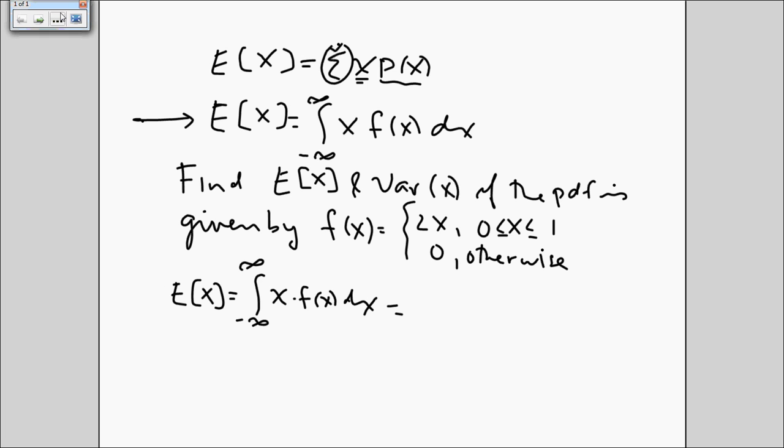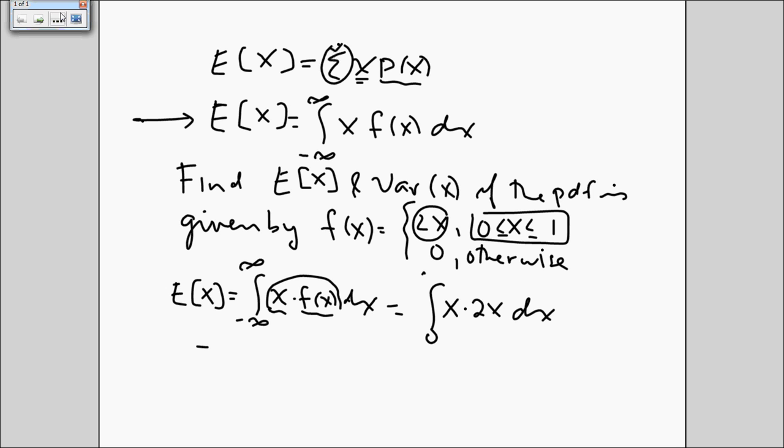dx. Now, whenever f of x is 0, of course, x times 0 will be 0. So whenever f of x is 0, we're just integrating 0, and that's whenever we're outside of here. Integrating 0 is a waste of time. That is, we can just integrate from 0 to 1 of x times f of x. And f of x is exactly 2x from 0 to 1. And you can pull out the 2 if you like.